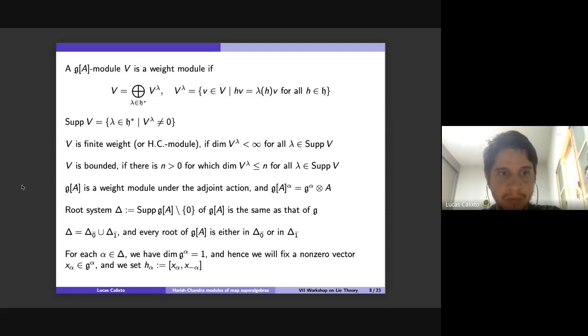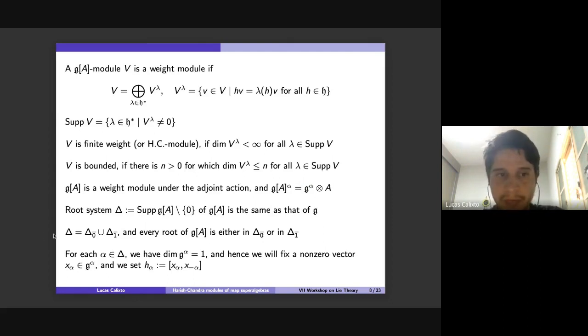If you notice, we have a very natural example of a weight module. GA is a weight module under the adjoint action. The weight spaces are just the root spaces, so the weight space GA alpha is just G alpha tensor A. Because of this, we see that the root system of GA, which is by definition every element in the support that is non-zero, is just the root system of G, because the alphas that appear in GA are just the alphas that appear in G. And if you want to talk about the zero weight space, this is going to be H tensor A, the Cartan subalgebra tensor A, just like happens in the semisimple Lie algebra situation.